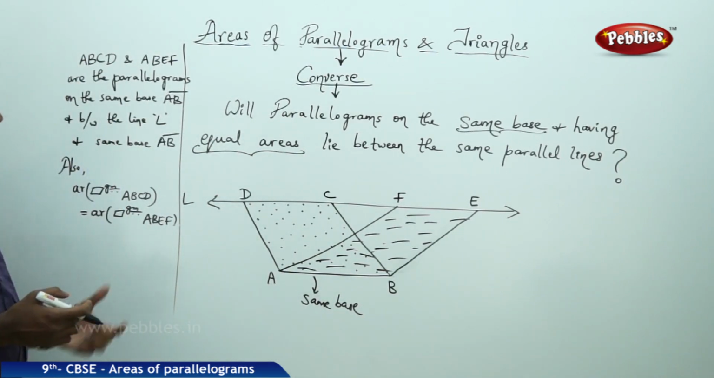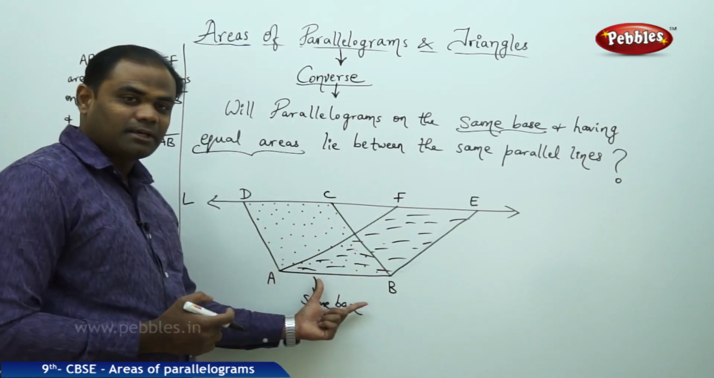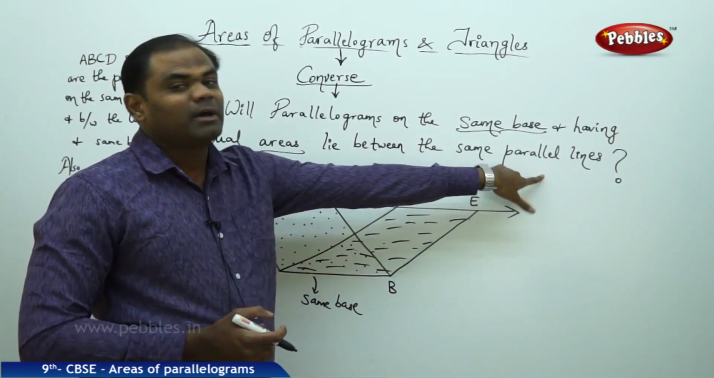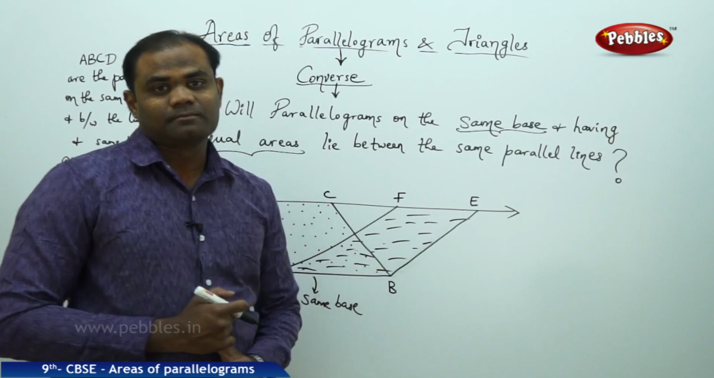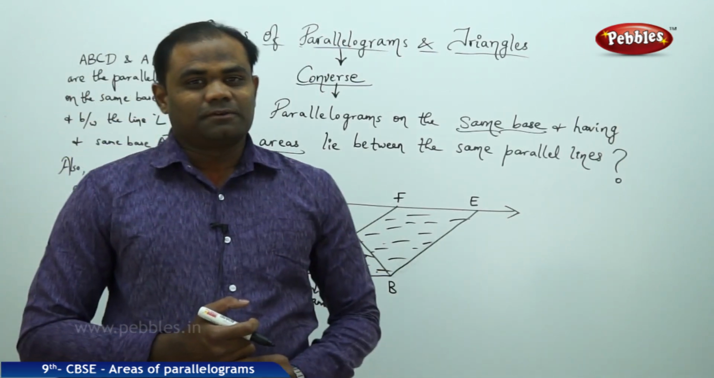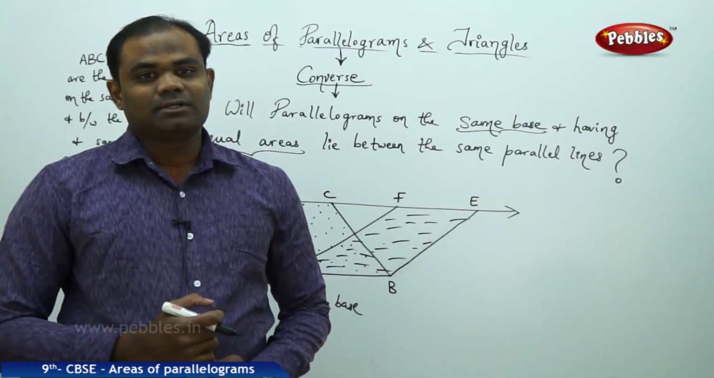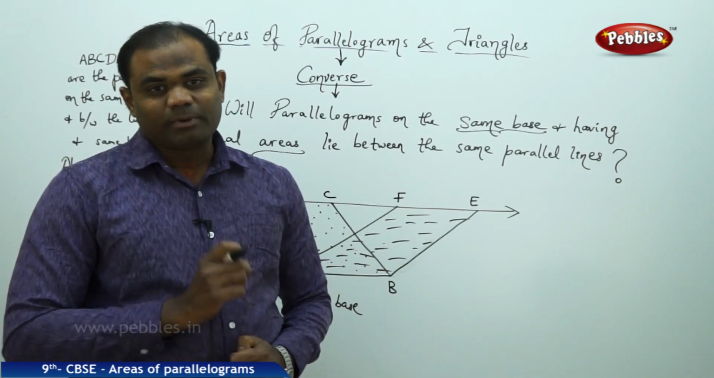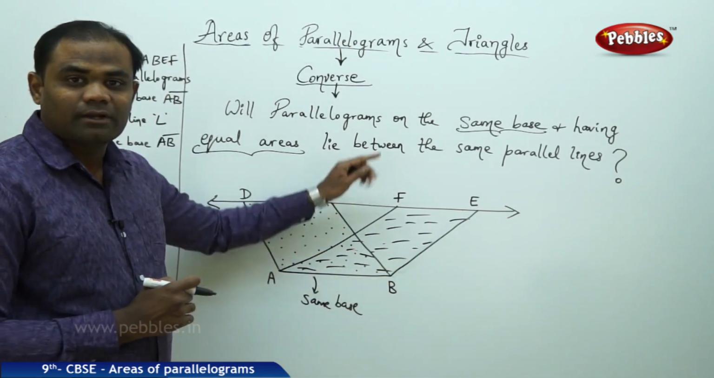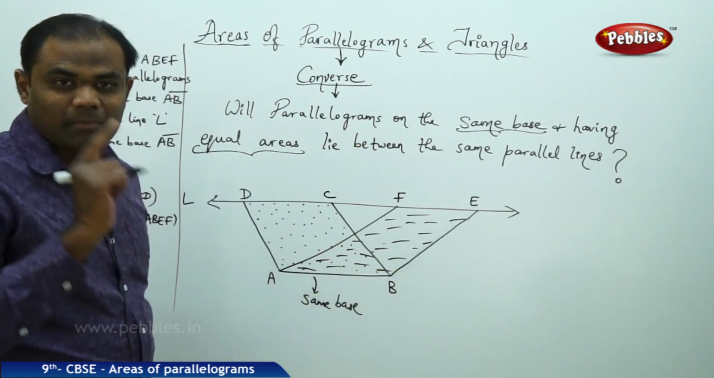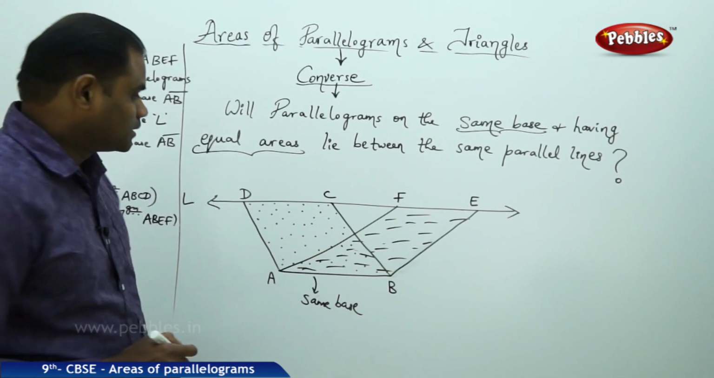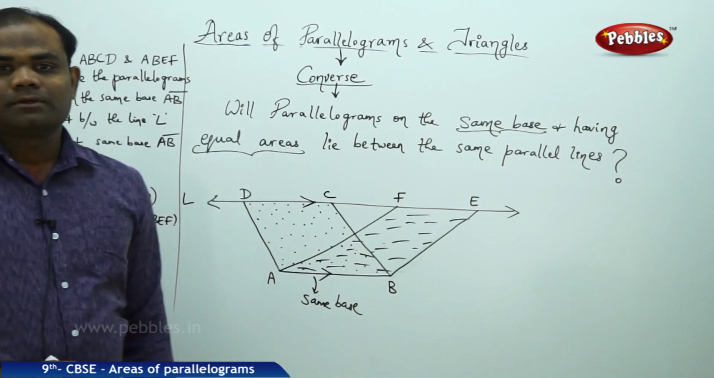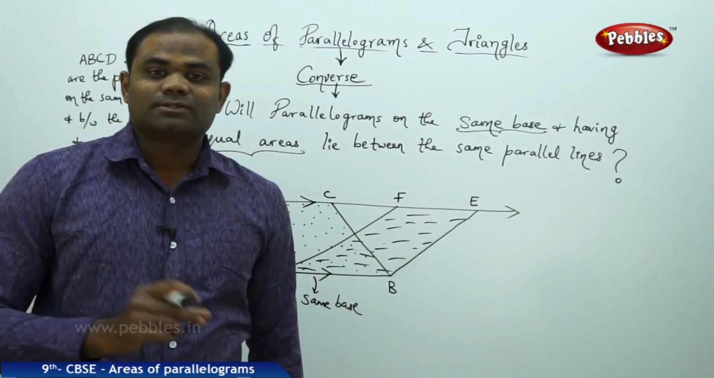Now, in such a case of two parallelograms lying on the same base and with equal areas, will the lines be parallel? That is the question out here. The converse of the theorem clearly says, as supported by mathematics, that they must be parallel. Two parallelograms lying on the same base and which are equal in area must be between the parallel lines. That is, this must be equal to this. That is how we understand the converse of the theorem.